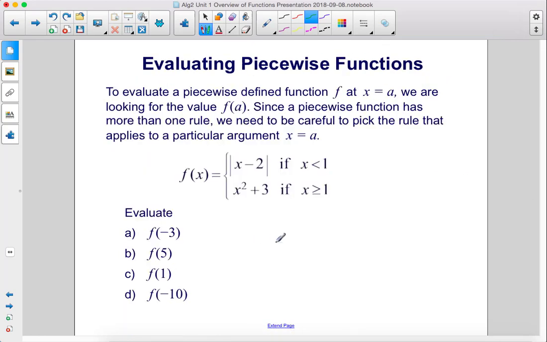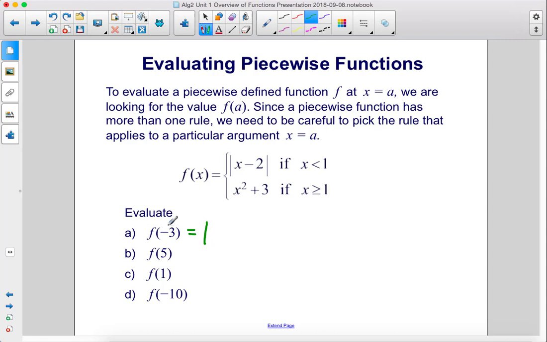To evaluate a piecewise defined function f at x equals a, we are looking for the value f of a. Since a piecewise function has more than one rule, we need to be careful to pick the rule that applies to a particular argument x equals a. Alright, so here we're going to evaluate f of -3. So that means x is -3. So remember, if x is less than 1, we're going to go with this rule. So x is less than 1, it's -3.